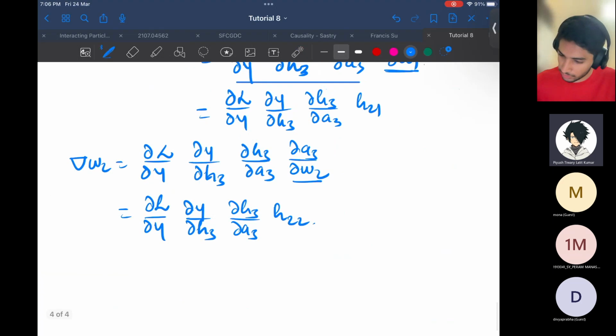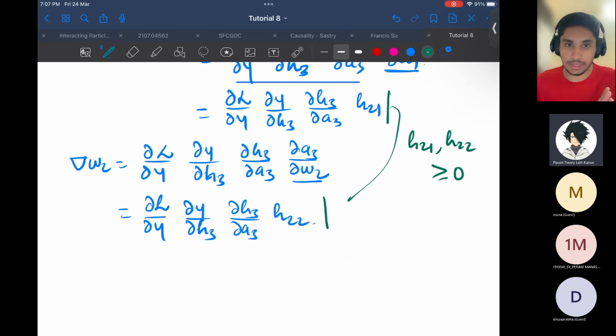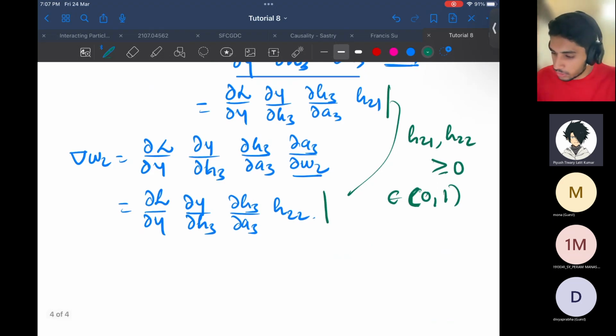So what we know is that H21 comma H22, these are both greater than or equal to 0. Or in particular, they will be in the range of 0 comma 1, because sigmoid has a range between 0 and 1. That is fine. So what can we say? Basically, these two terms are going to have the same sign.